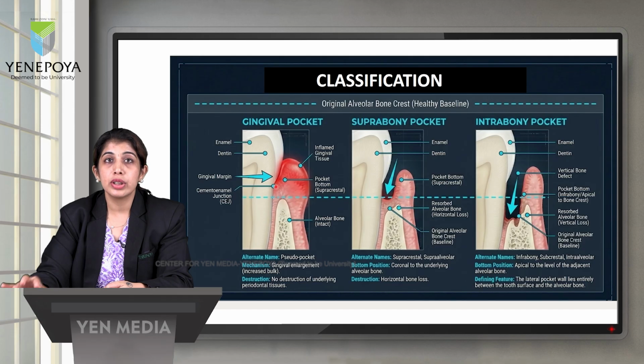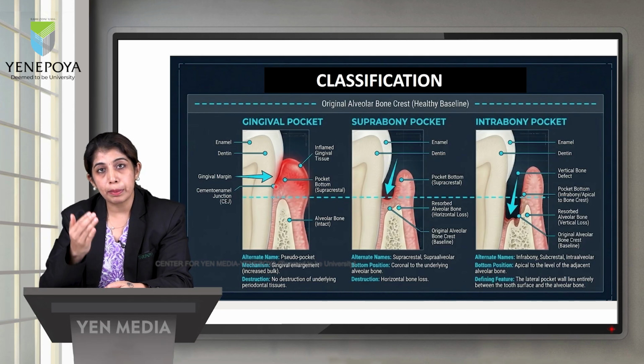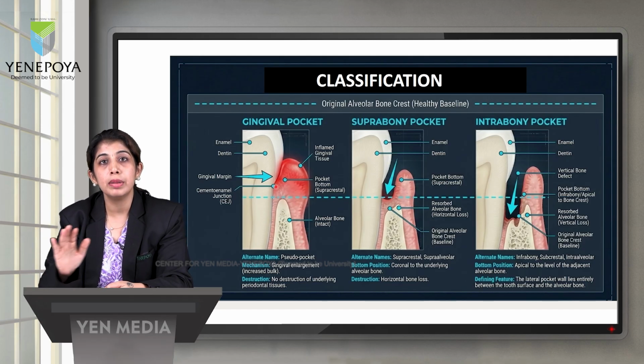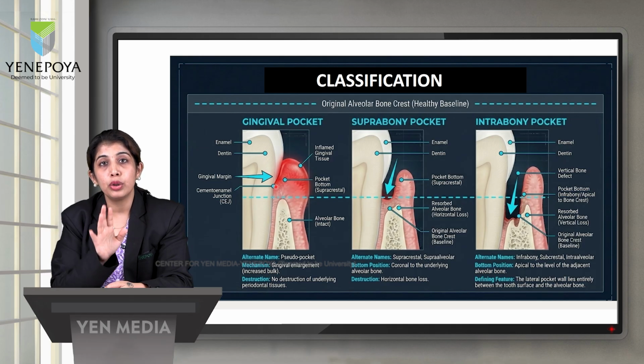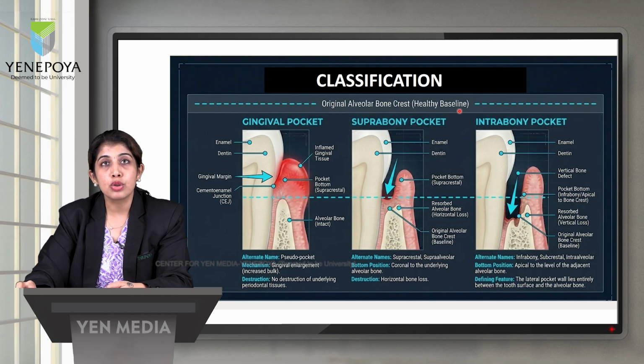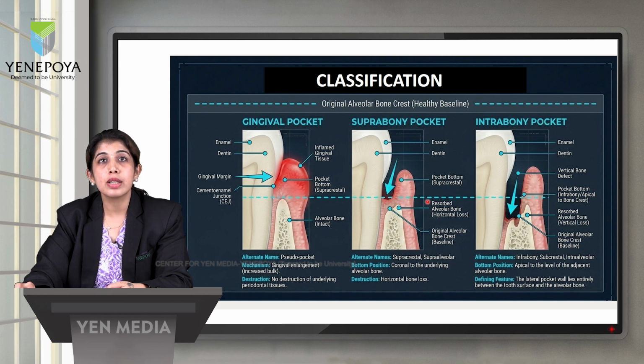The other classification is true pocket. That is when there is an apical migration of junctional epithelium, what we call a true pocket. Now when you have a true pocket, you can again divide it into suprabony pocket and infrabony or intrabony pocket. There are several names given to it. A suprabony pocket is also called a supracrestal or a supraalveolar pocket, whereas an infrabony pocket is called an infrabony, subcrestal or intraalveolar pocket.